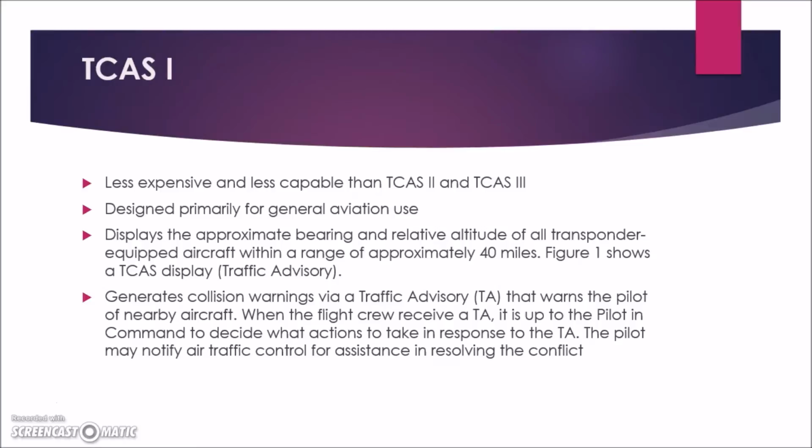It is designed primarily for general aviation use. It displays the approximate bearing and relative altitude of all transponder-equipped aircraft within a range of approximately 40 miles. It generates collision warnings via a TA that warns the pilot of nearby aircraft. When the flight crew receives a TA, it is up to the pilot in command to decide what action to take in response to the TA. The pilot may notify air traffic control for assistance in resolving the conflict.